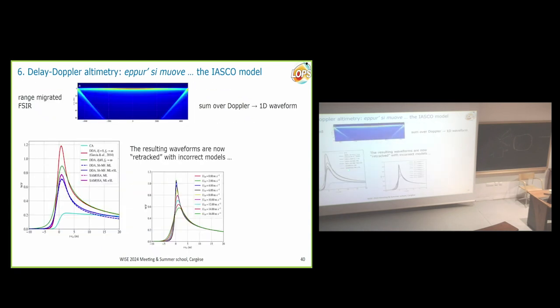So this is the previous waveform for retracking. We had the SAMOSA model. And you get all these different things, and you can see that the orbital velocities, and the proxy for that here, the wind speed, actually change the waveform, and that has an impact on wave height.